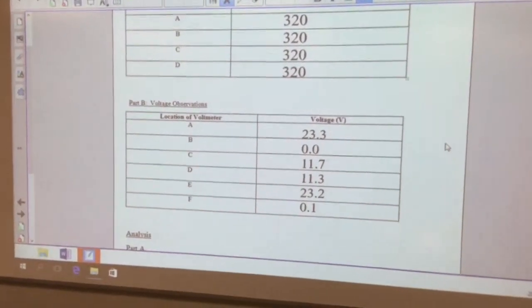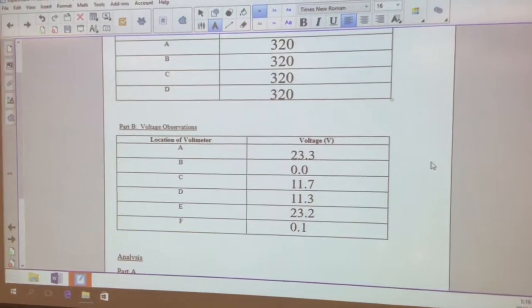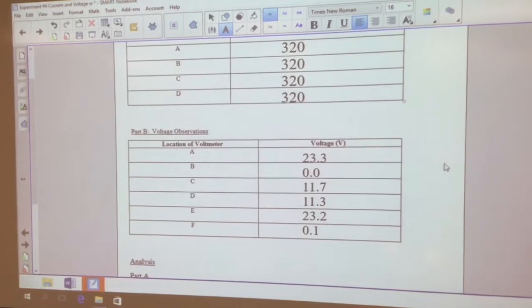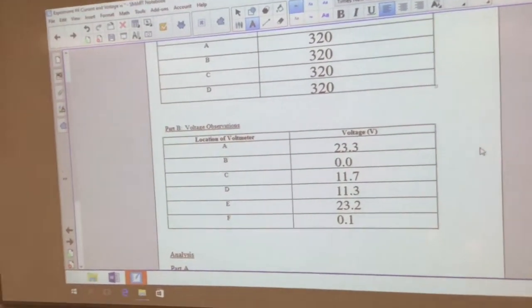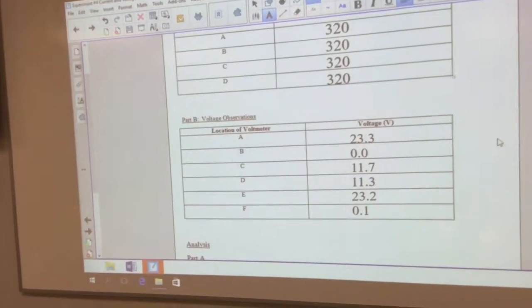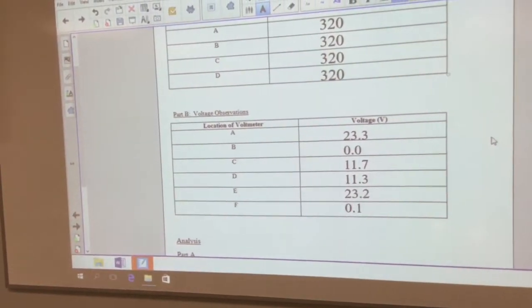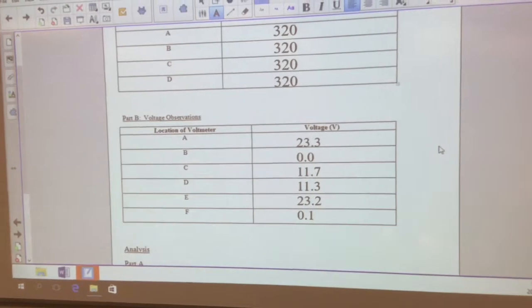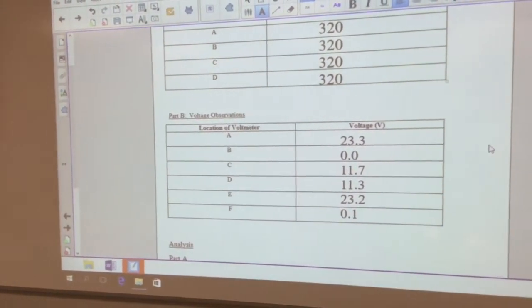Also, the voltage drop across the switch is zero, because there's hardly any resistance in a switch. And the voltage drop across the wire going back into the power supply is 0.1 volts, because again, there's hardly any drop through a wire. So now you should be able to answer your questions and write your conclusion and sources of error.